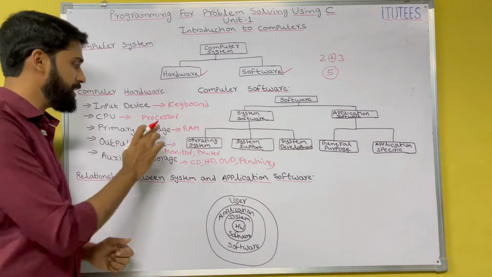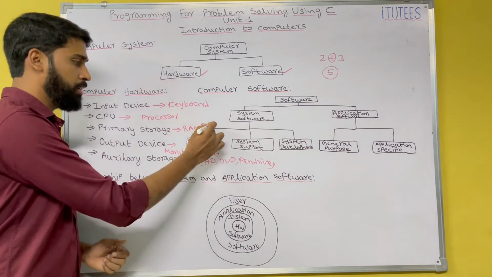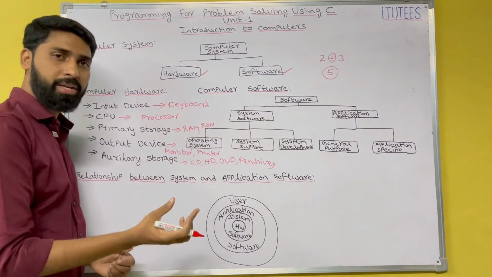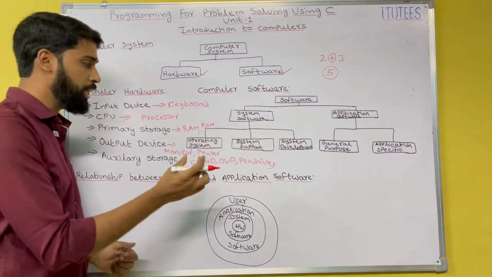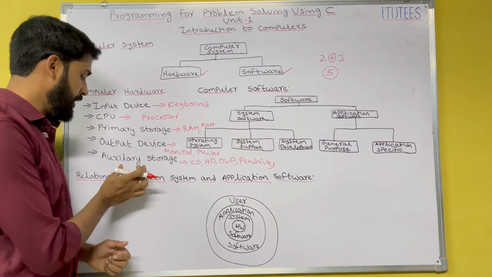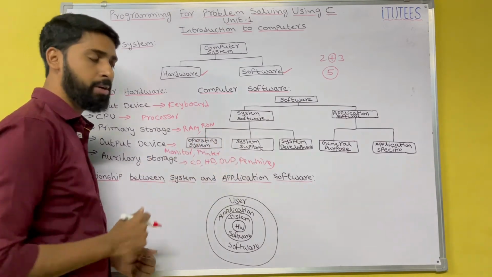So what is the input device? Keyboard is the input device, the processor is the CPU, and RAM and ROM are called the primary storage area. RAM is random access memory, ROM is read-only memory. The output devices are monitor and printer, and auxiliary storage is CD, hard disk, DVD and pen drives.